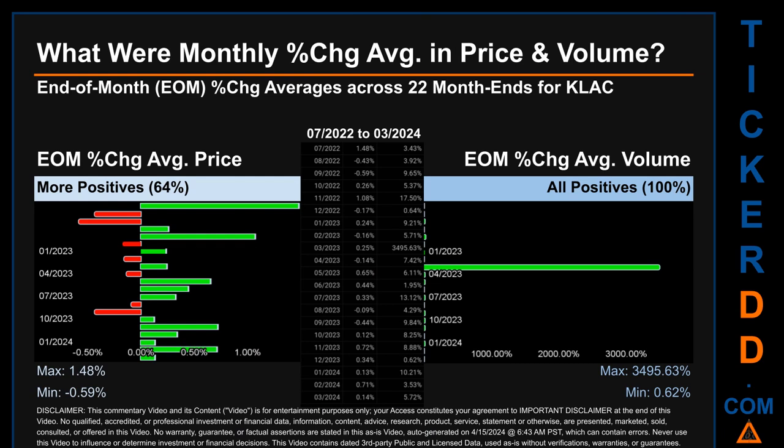Price saw an end-of-month max of 1.48% in average percentage change, along with a minimum of minus 0.59%. For volume, the maximum and the minimum monthly percentage change were respectively 34.95% and 0.62%.